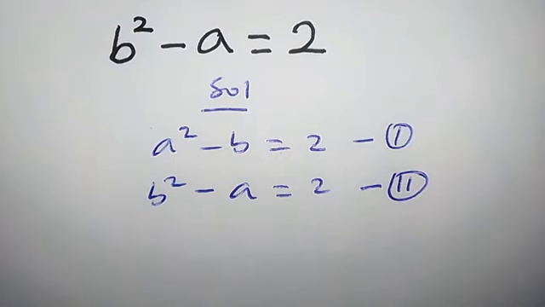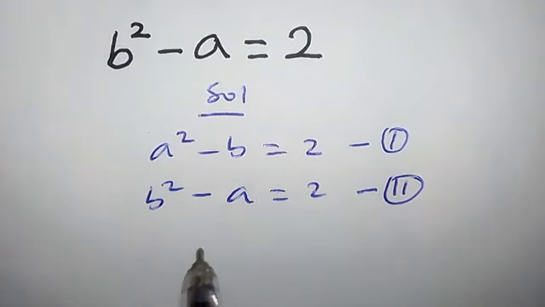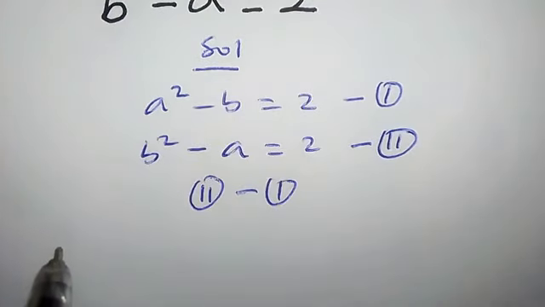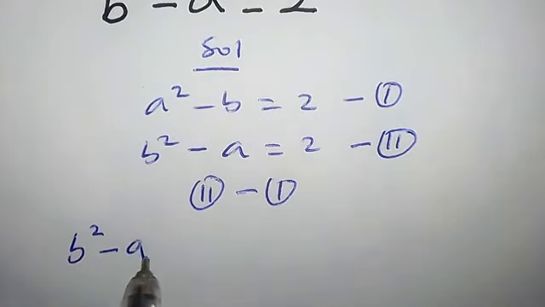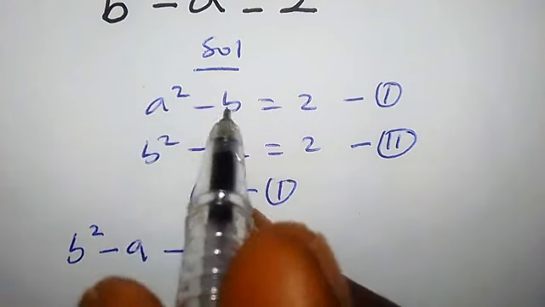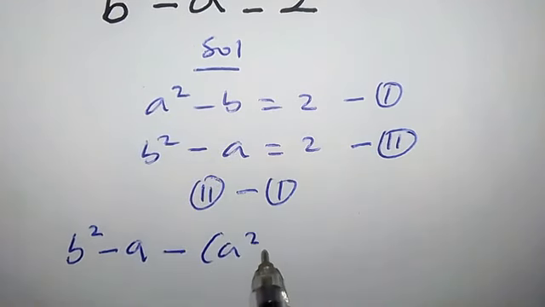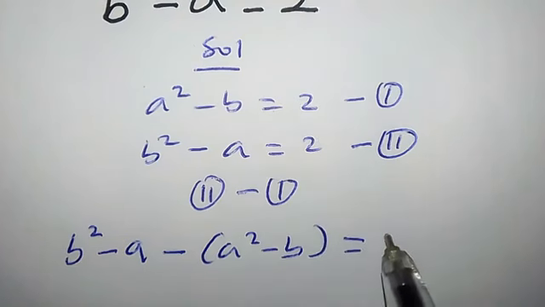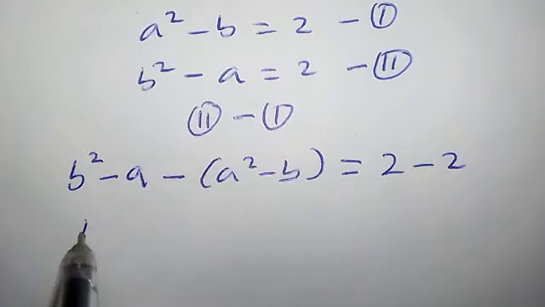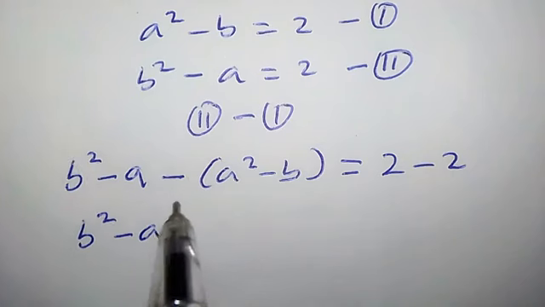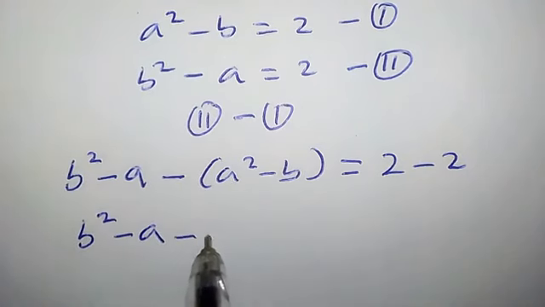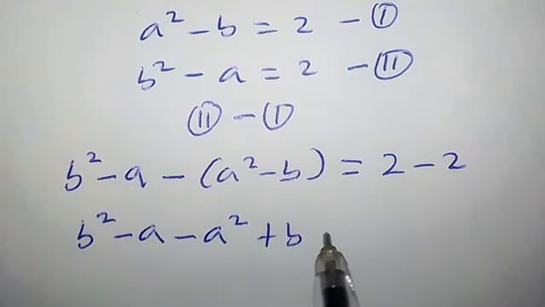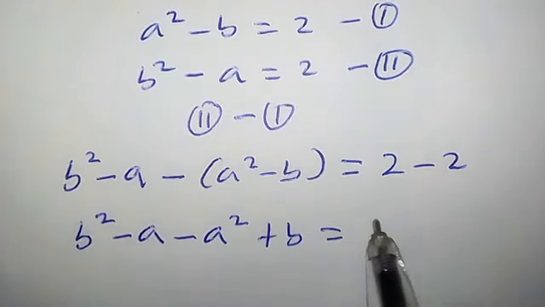The first step we are going to take is to subtract these two equations. So equation 2 minus equation 1. That will give b² − a minus a² − b equal to, so we subtract the right-hand side also, 2 − 2. This gives b² − a minus times a², that is −a², minus times −b, that is +b, equal to 2 − 2, which is simply 0.